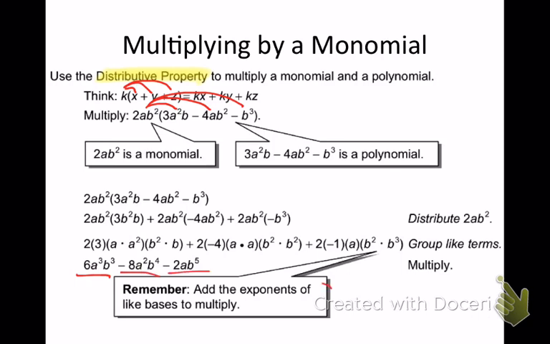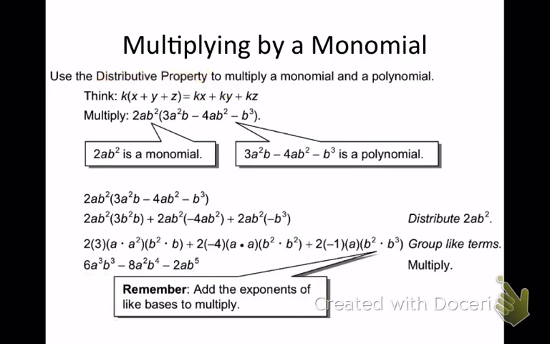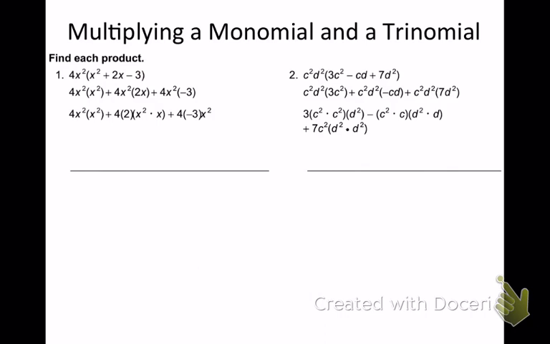Okay. Remember, add the exponents of like bases to multiply. So just like the warm up there. For example, I think we had x squared times x to the fifth. Well, what's that going to give me? That's going to give me x to the 7th, because when I multiply, I add exponents. Okay. So let's try number 1.